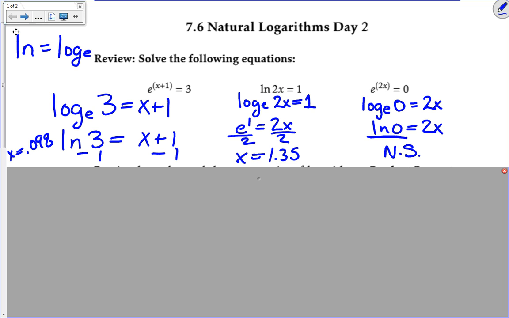The number you plug in to a log or a natural log has to be positive. Okay? So this is kind of quickly what we did yesterday. So now we're going to talk about the new stuff.